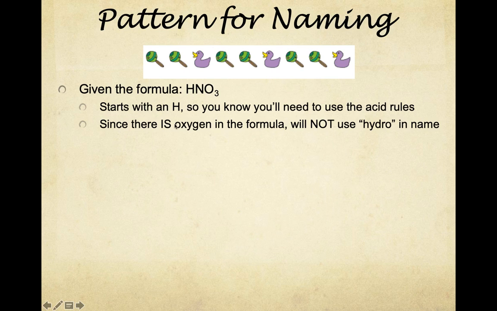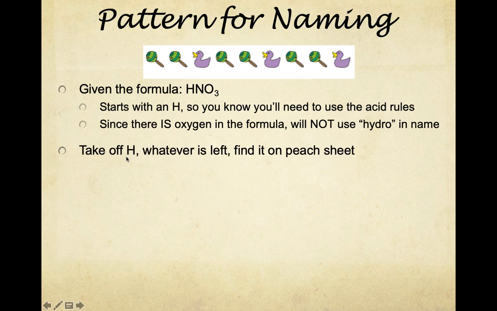We see that there is oxygen, so that tells us we will not put hydro in the name, because remember, hydro, no O. So because there is oxygen in the name, there will not be hydro, okay? So then we take off the H. Whatever is left is on the ion guide sheet. So again, that peach sheet is really the ion guide sheet. So take off the H. NO3 is on the ion guide sheet. NO3 is called nitrate. And then we take off the ate and we put ic acid.